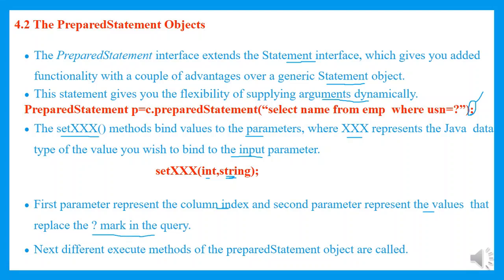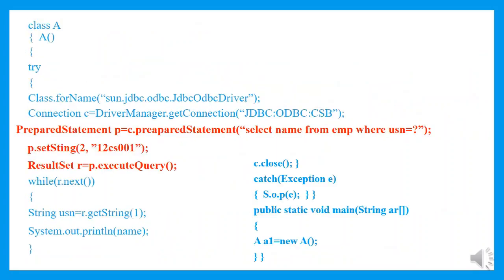Next, the different execute methods of the PreparedStatement object are called. Like, if I want to retrieve or fetch the value, then I will make use of the corresponding method of the PreparedStatement interface. This is a simple example of making use of a PreparedStatement interface. Here in this example, I want to retrieve the value from the table based on the USN number. So first we have loaded the driver by making use of the forName method belonging to the Class class, and next we have established the connection by making use of the getConnection method belonging to the DriverManager class.